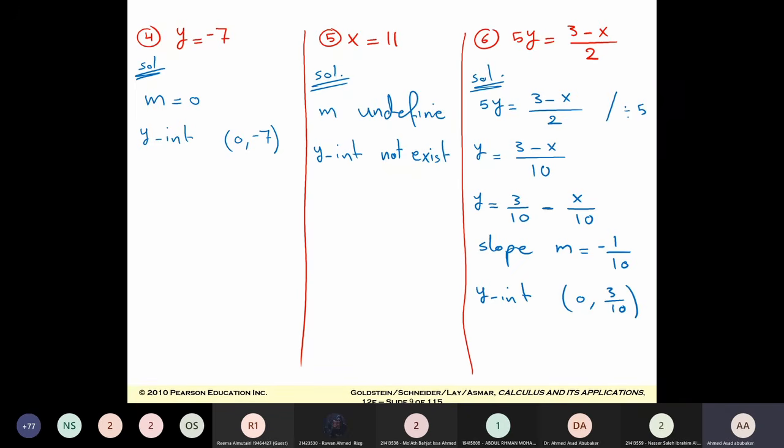Okay, now we can also find the slope from 2 points on the line. We can find the slope if we are given 2 points on the line.